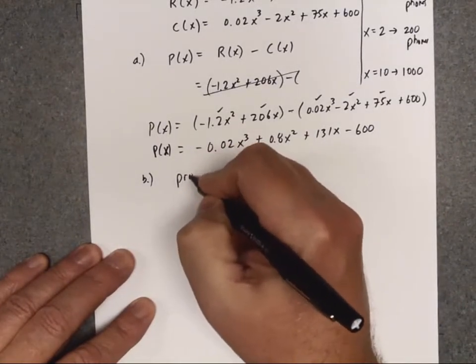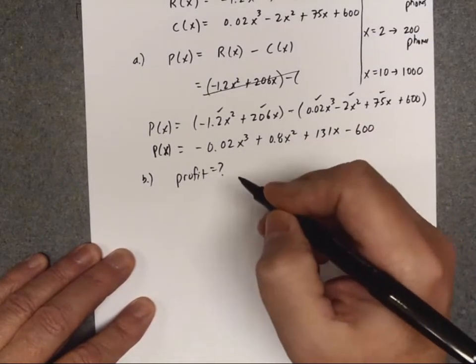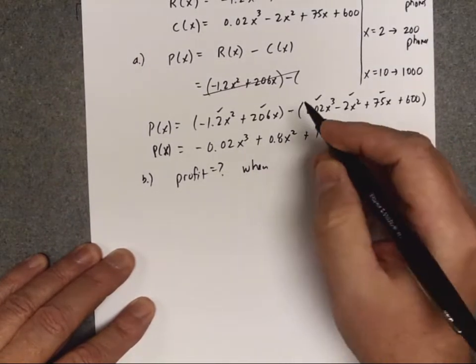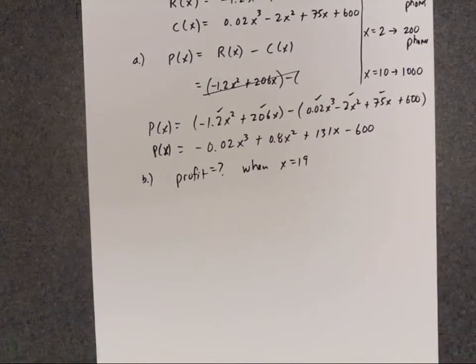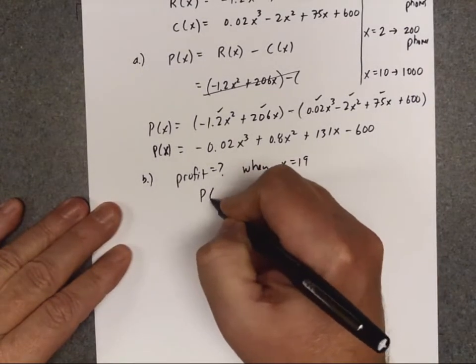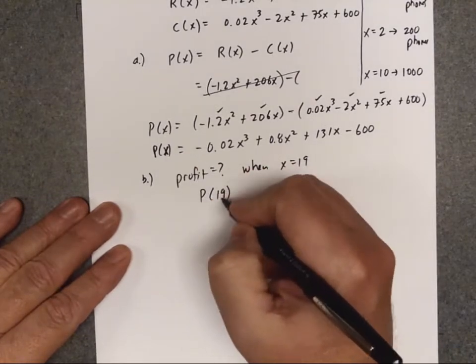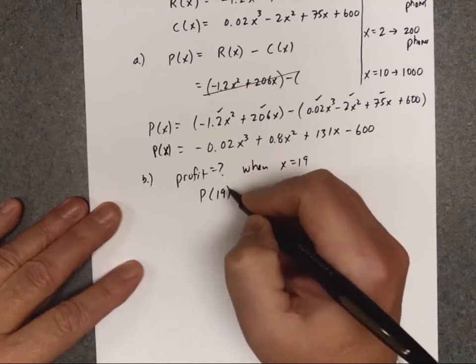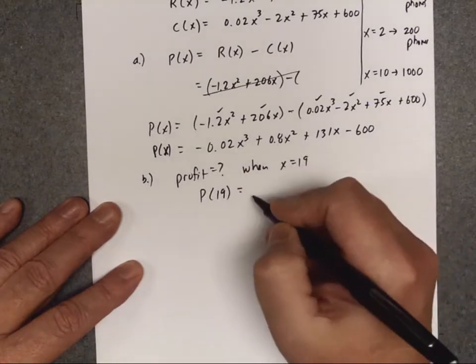So they're saying, what's the profit, which is the same thing as P, when x equals 19. Although really that means 1,900. But in our equation, we're going to plug in x equals 19. So we could write it in a sense P of 19, right? So I'm setting x equal to 19. The profit when I sell 1,900 phones. So every place I have an x, I'm going to put in 19.